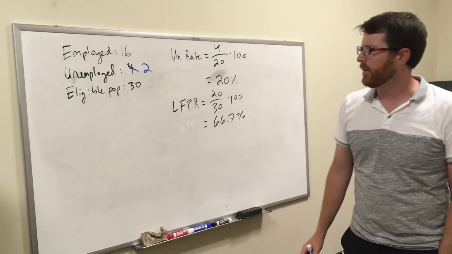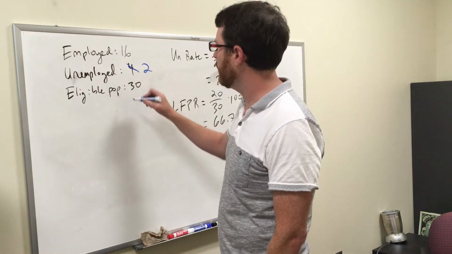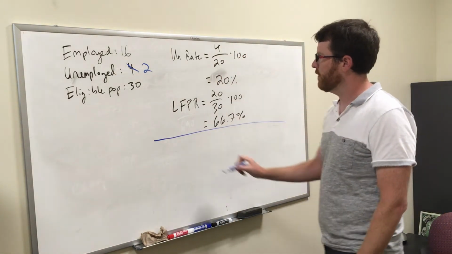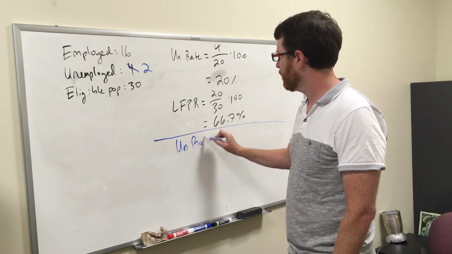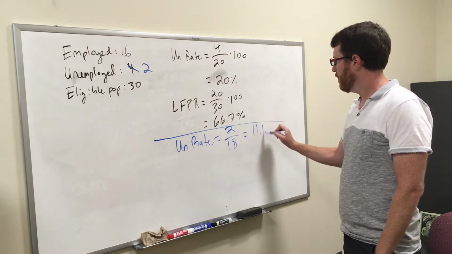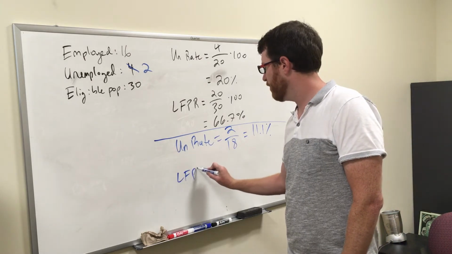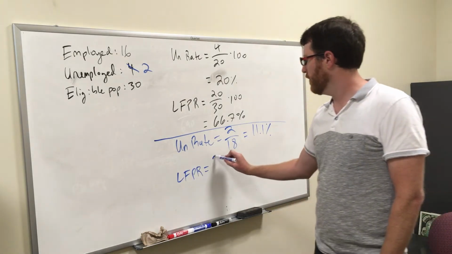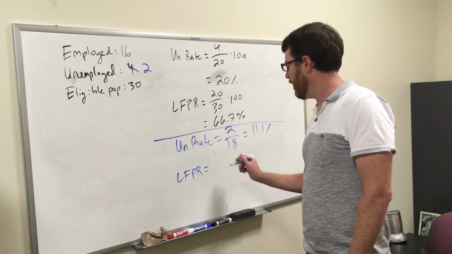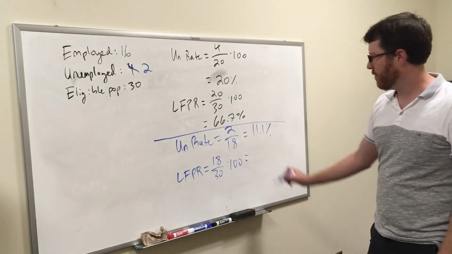So unemployment would go down to 2, okay? And the eligible population would stay the same, and the employed would stay the same. Okay, and the result here is the unemployment rate is now 2 out of 18, which is 11.1%. And the labor force participation rate is still, or no, I'm sorry, it changes too. Is now 18 over 30, which is, I believe that's 60%.